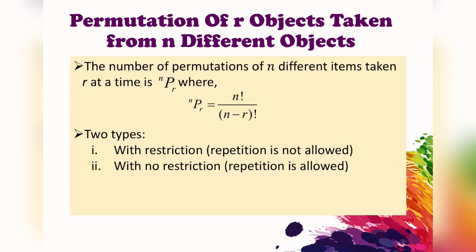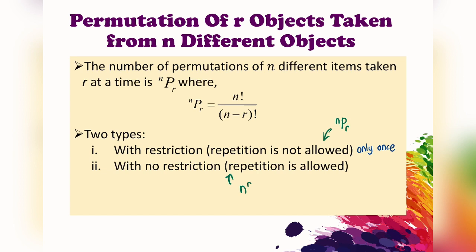So for this case, there are two types. The first one is with restriction, where repetition is not allowed. And the second type is with no restriction, so that means repetition is allowed. For with restriction, the formula that we are going to use will be nPr. For the repeated case, no restriction, the formula that we are going to use will be n to the power of r.